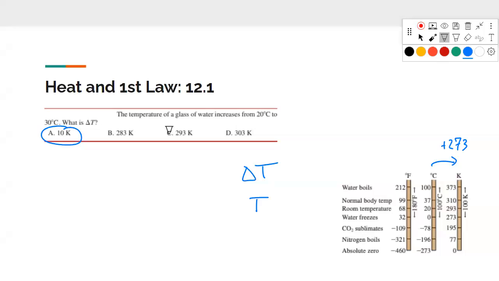Any questions about this? Sorry if this is basic, but I think it's really good to get on the same page in regard to temperature scales, because you will just get lots of problems wrong if you try to plug in Celsius for T's in formulas.